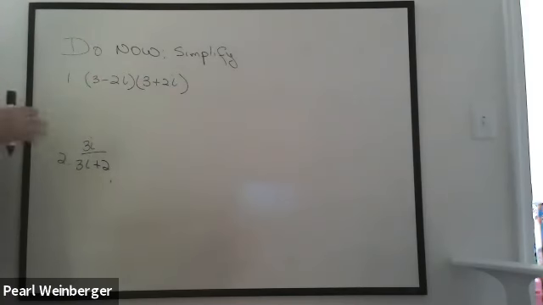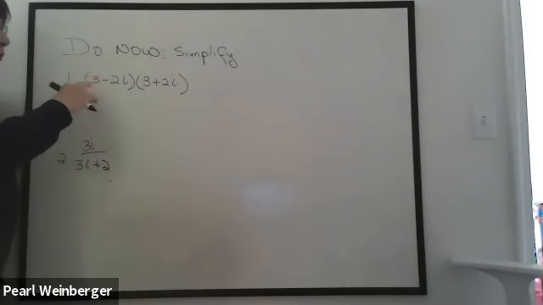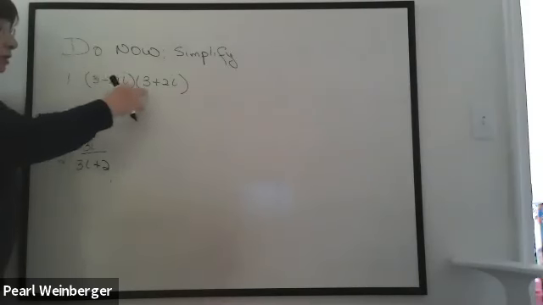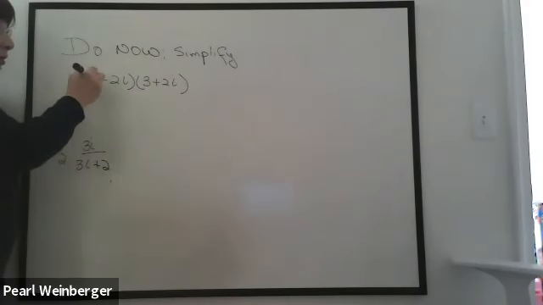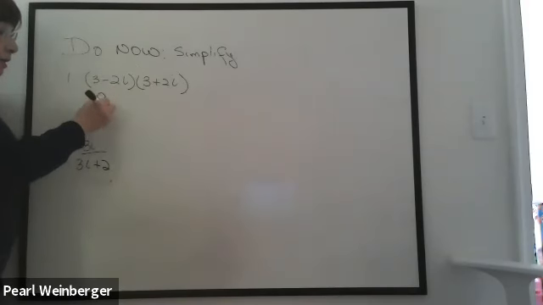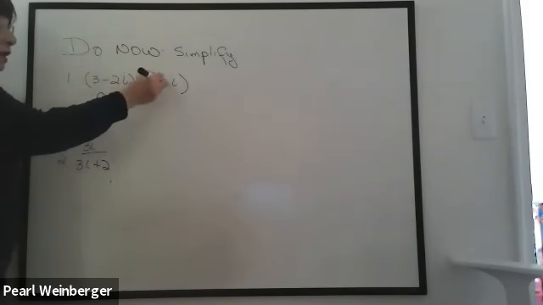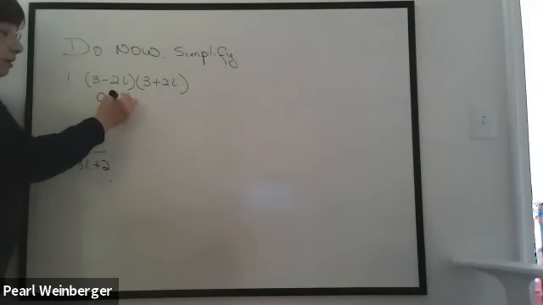So therefore, we don't have to do the whole FOIL. Usually when we multiply, we use the whole FOIL. Now we can get away with just doing first and last because with conjugates, the inner and the outer terms always cancel out. So 3 times 3 will give me 9. And negative 2i times positive 2i will give me negative 4i squared.